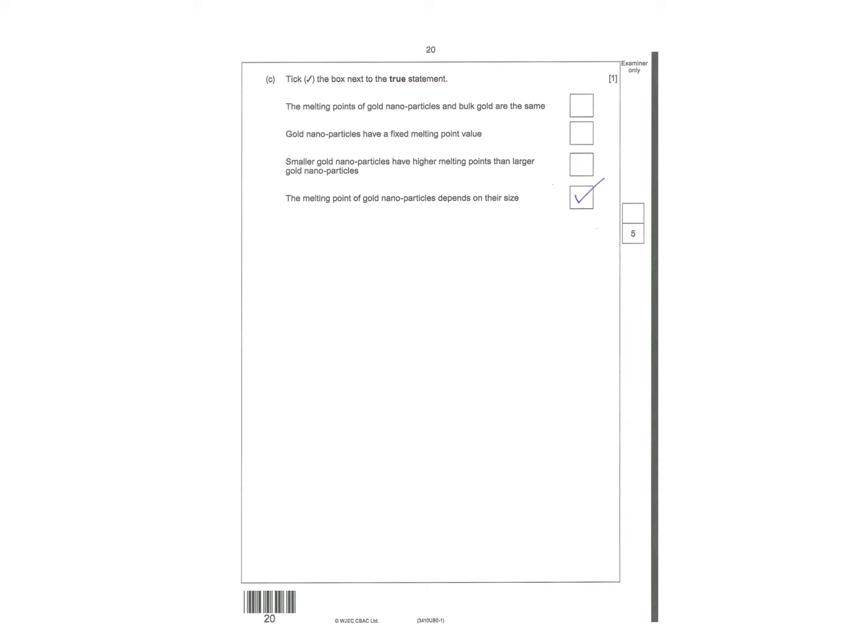The melting point of gold, okay, again, take a true statement. If you read the information, these 3 are false. That is the only true statement.